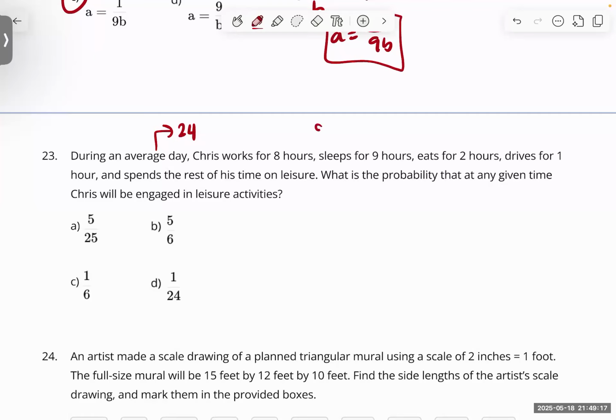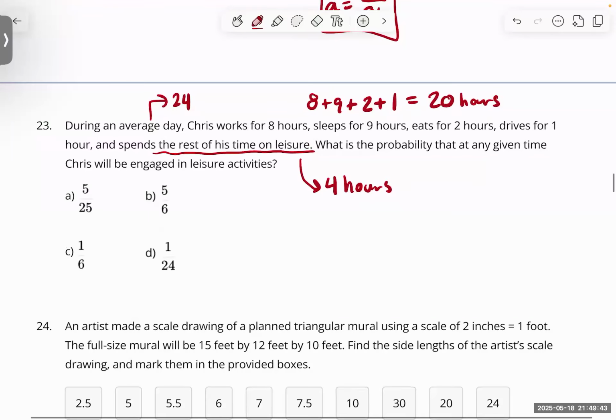So Chris works for 8 hours, he sleeps for 9 hours, he eats for 2 hours, and he drives for 1 hour. And if you add all that up, that's 20 hours. So he spends the rest of his time on leisure. That's 4 hours left of his day. So what's the probability? Given the total amount of time in the day, and we have 4 hours of leisure time, that's the fraction 4 over 24, which simplifies to 1/6.